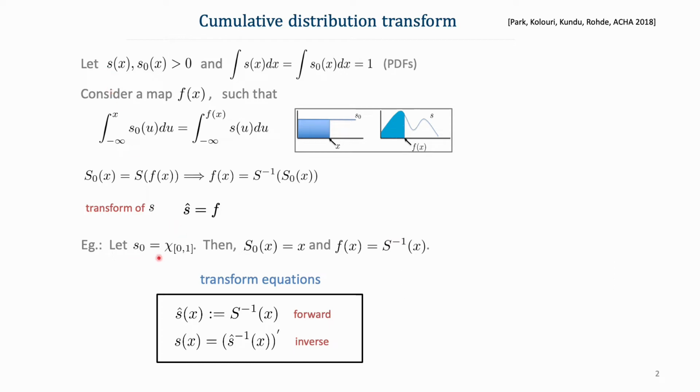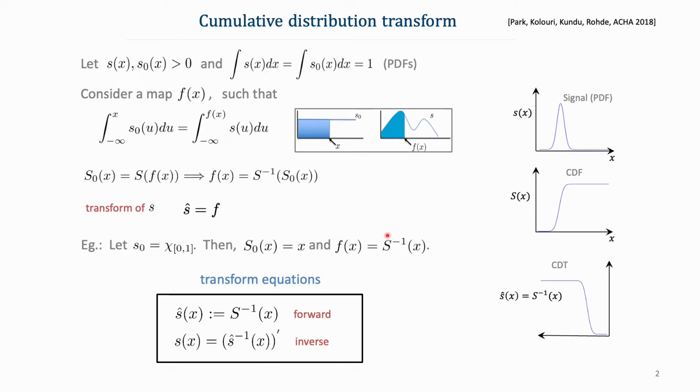If you use this particular S naught as a reference function with which to build a representation for our signal, then we can define the transform as simply the inverse function of the cumulative distribution of S. We can also take this transform and go back to our original function space by doing the reverse operations, namely first taking the inverse of S hat and then differentiating. We saw that in this case, this means just two very simple operations: you take your original signal, compute the CDF, and then you flip the axis of the CDF.